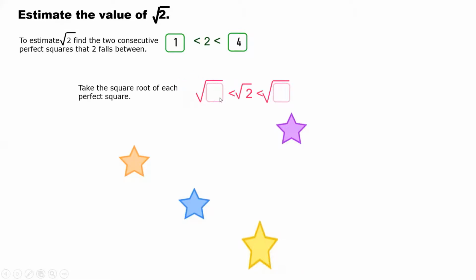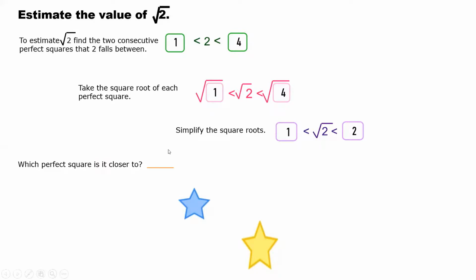Because if we take the square root of 1 and the square root of 4, once we simplify those square roots, the square root of 1 is 1 and the square root of 4 is 2. Which perfect square is it closest to? In this case, it will be 1. If we use our graphing calculator to verify, we can find out that the square root of 2 is 1.41.